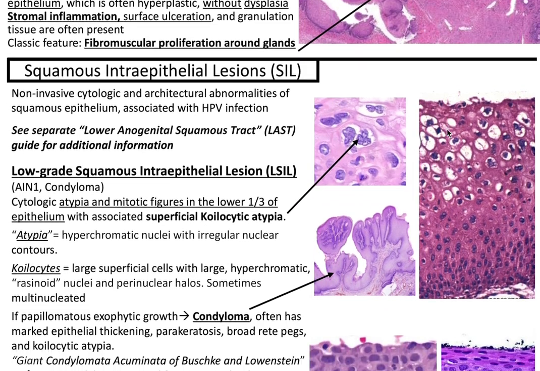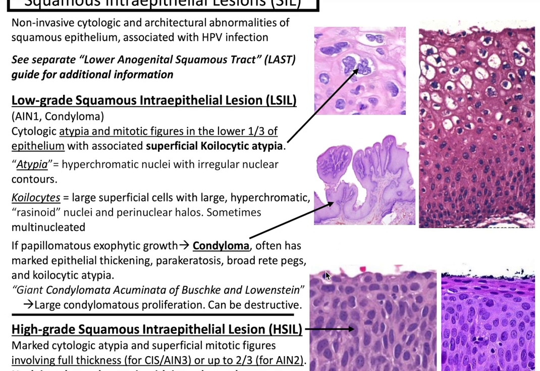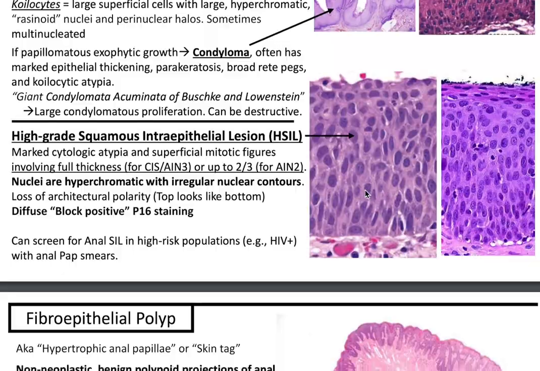Squamous intraepithelial lesions, you have your LSIL. You'll have superficial koilocytic atypia in the lower 1/3 of epithelium. And if there's a papillomatous exophytic growth, then it's a condyloma. HSIL, this involves a full thickness for AIN3 or CIS, or up to 2/3 for AIN2. You have nuclei that are hyperchromatic with irregular nuclear contours. You'll have diffuse block positive p16 staining.